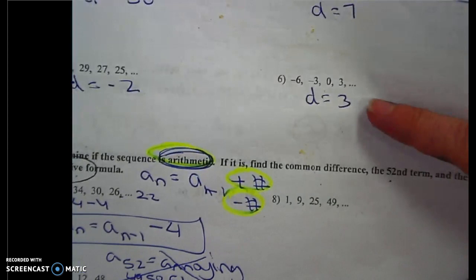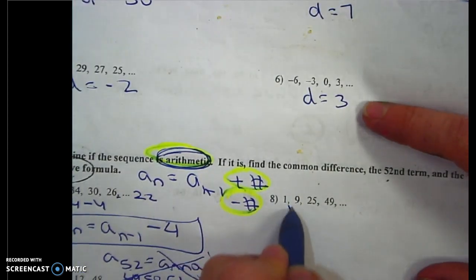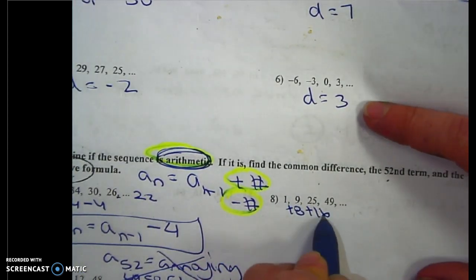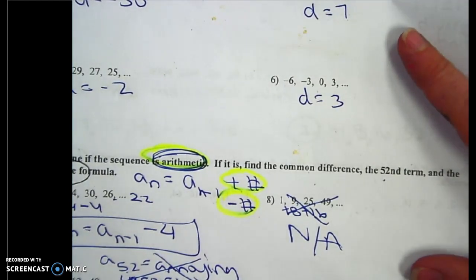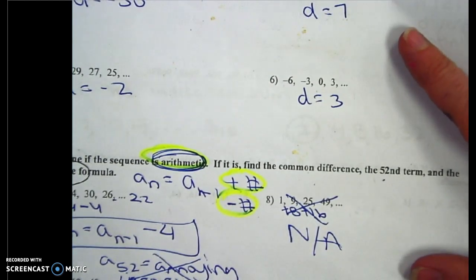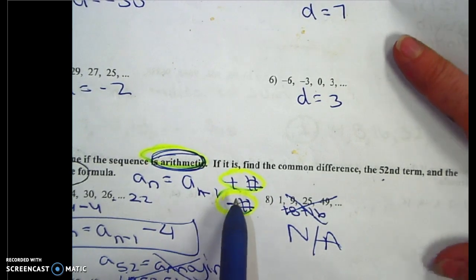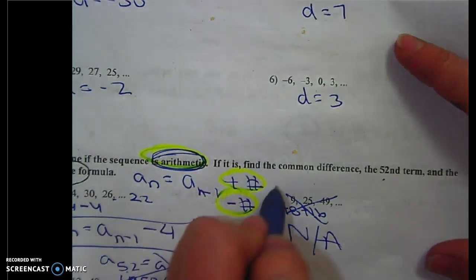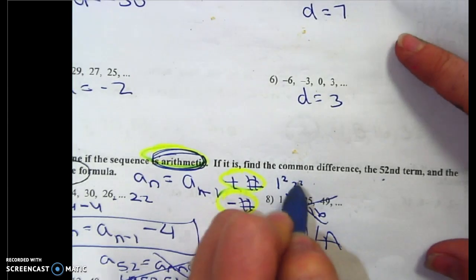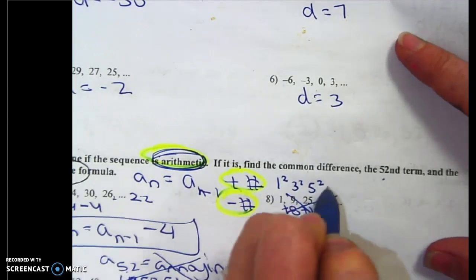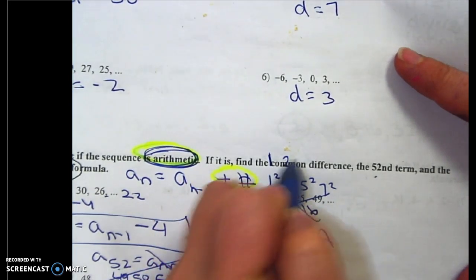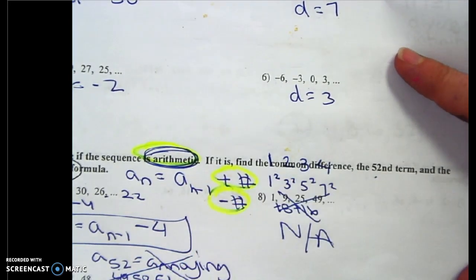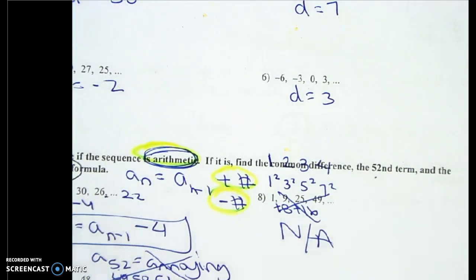I'm going to find out if this is arithmetic. Well, the problem is this is plus 8 and this is plus 16. This is not arithmetic. So you can't find the common difference and you can't find the 52nd term doing this way. Okay. If you want to see the pattern, this is 1 squared, 3 squared, 5 squared, 7 squared. But this is the first term, the second term, the third term, and the fourth term. So if you see, it gets pretty complex.